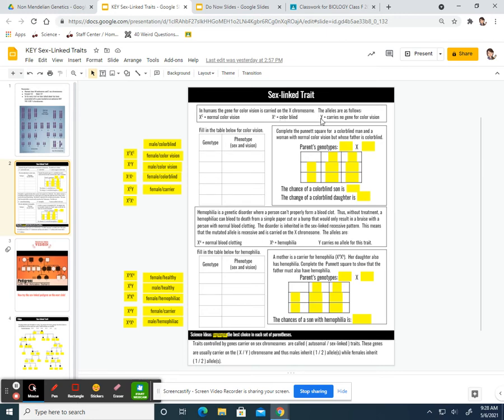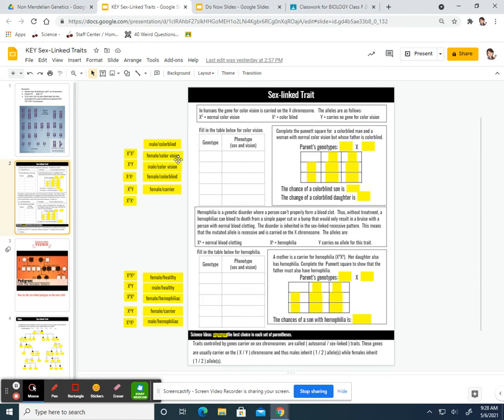And then we also have to include the Y. Now remember, the gene for color vision is located on the X chromosome. So the Y chromosome, we're not giving it any letter because it does not have a gene for color vision on it.